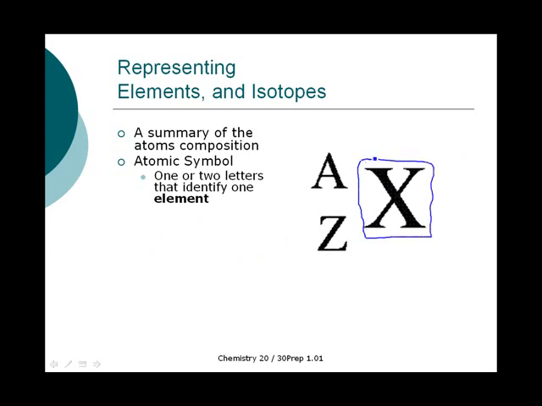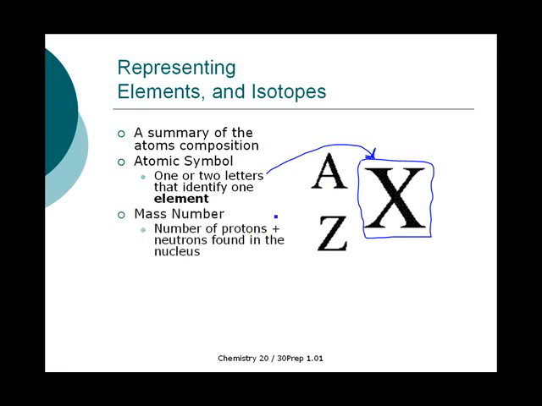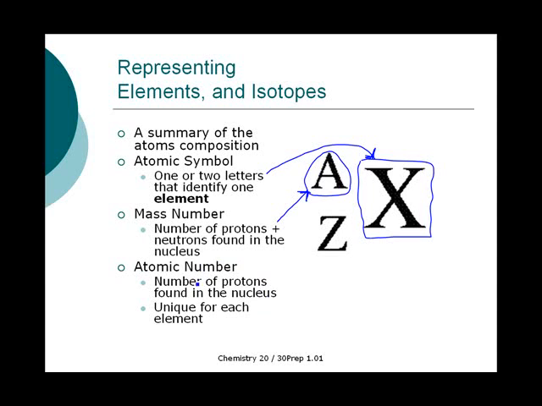It is a 1 or 2 letter symbol that lets us know what element from the periodic table we're talking about. The next component is the mass number. It's the number of protons and the number of neutrons added together found in one atom of the element, and that's where this A is here. So the superscript is the mass number, the subscript is the atomic number, so the Z would be the atomic number.